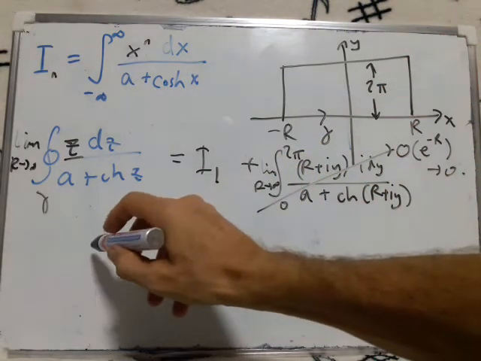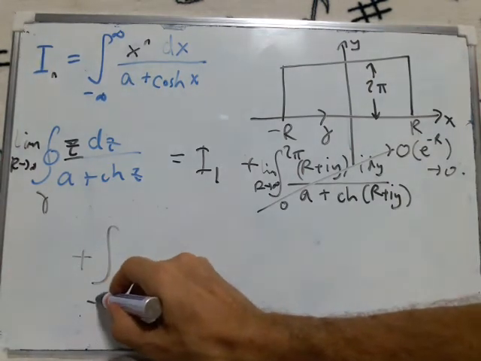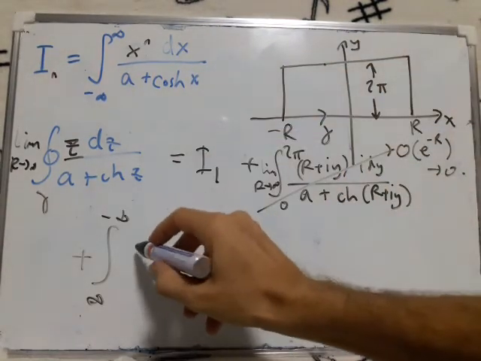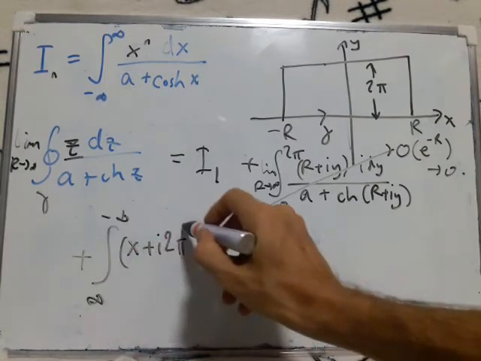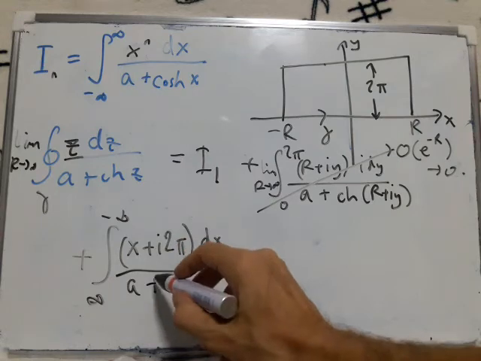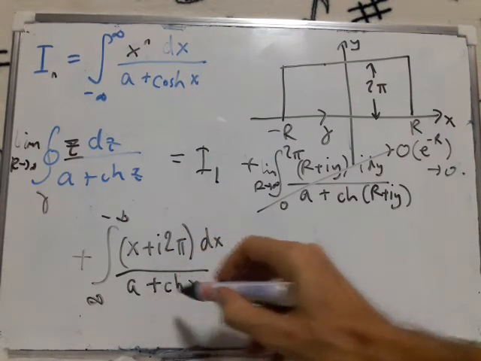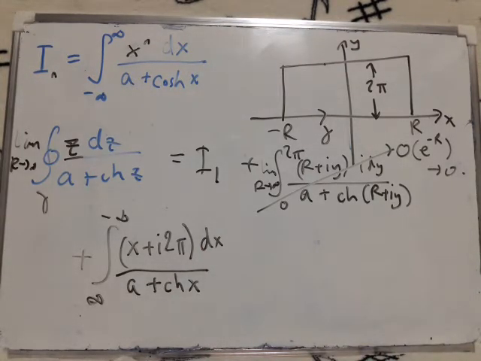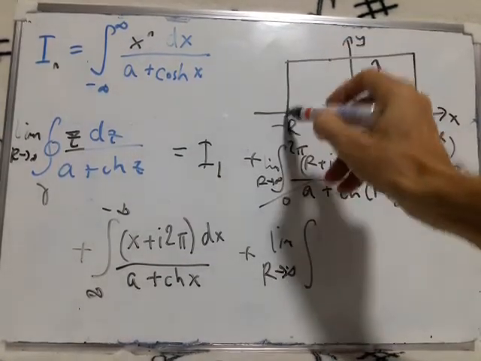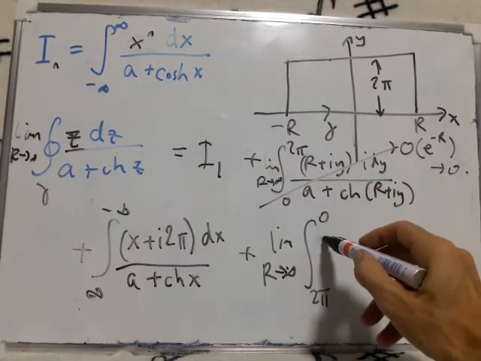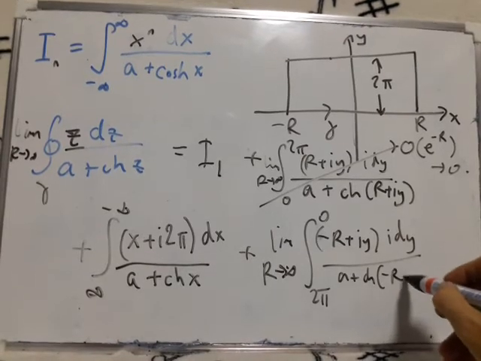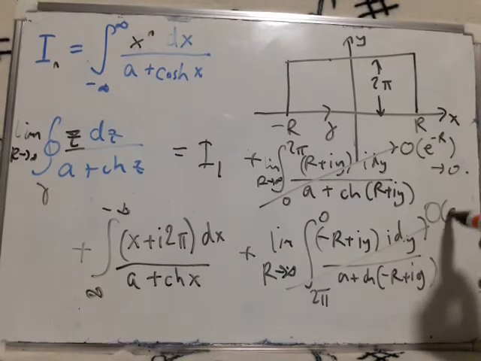Then the integral back is going to be from infinity to minus infinity of, now z along here is x plus i 2 pi, and on the bottom, because this function is periodic with period 2 pi i, we just get the same as before. And then this last one down here is very similar. We've got limit as r goes to infinity from 2 pi to 0. This time it's minus r plus iy, dy, and a plus cosh of minus r plus iy. And again, this is order e to the minus r, which goes to 0.